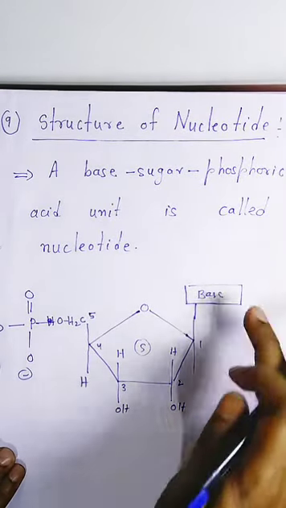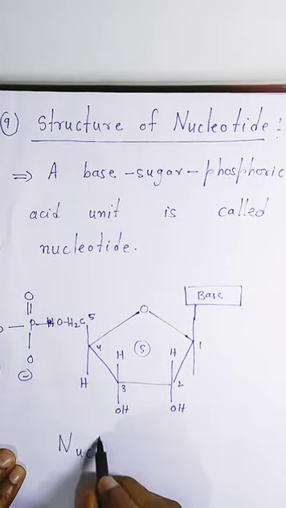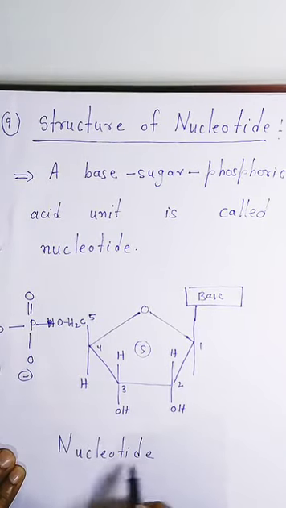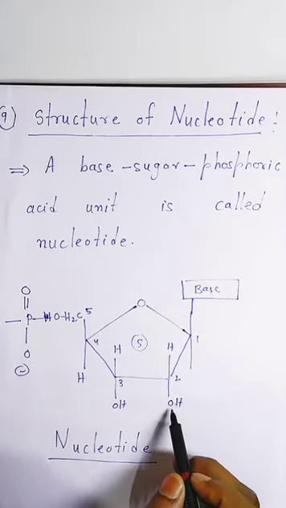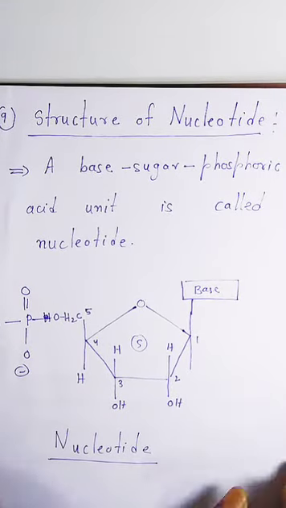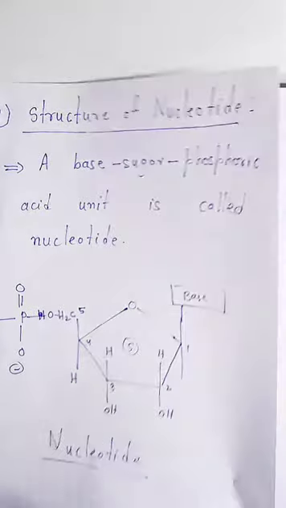This structure, base, sugar and phosphoric acid, together we call as nucleotide. This we call as what? Nucleotide. Our DNA and RNA is made up of nucleotide only. Only problem, DNA is made up of deoxy, one oxygen will be absent, and RNA will have all these nucleotide. So this is the mononucleotide. Now students, we are going to see the structure of DNA.